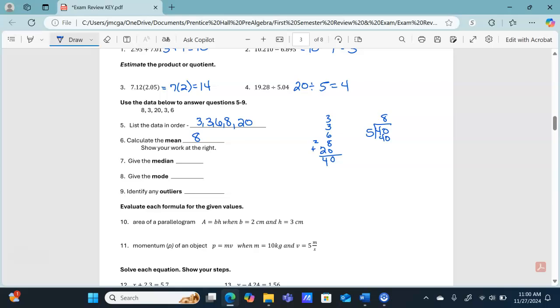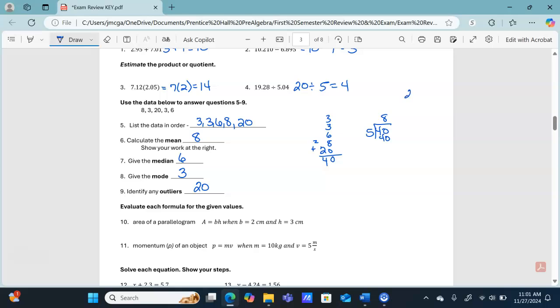The median is the middle number, which in this case is 6. The mode is the number that appears the most often, which is 3. And 20 is an outlier. It's a term that's much larger or much smaller than all the others.